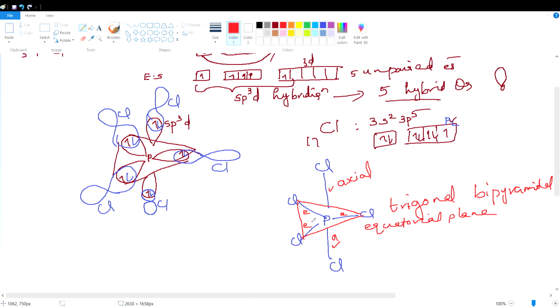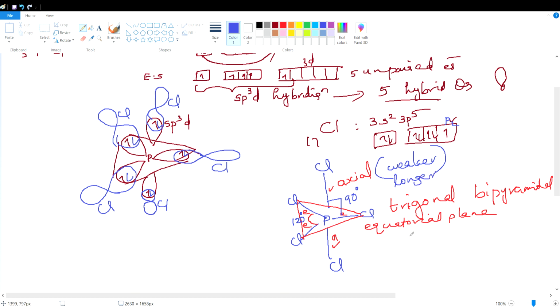The chlorine-phosphorus-chlorine angle in the equatorial plane will be 120 degrees. And the axial bonds make an angle of 90 degrees with the equatorial bonds. And these axial PCl bonds are weaker. Axial phosphorus-chlorine bonds are weaker because they feel more repulsion, because they are at an angle of 90 degrees from the equatorial bonds. They experience more repulsion, hence they are weaker and hence longer.